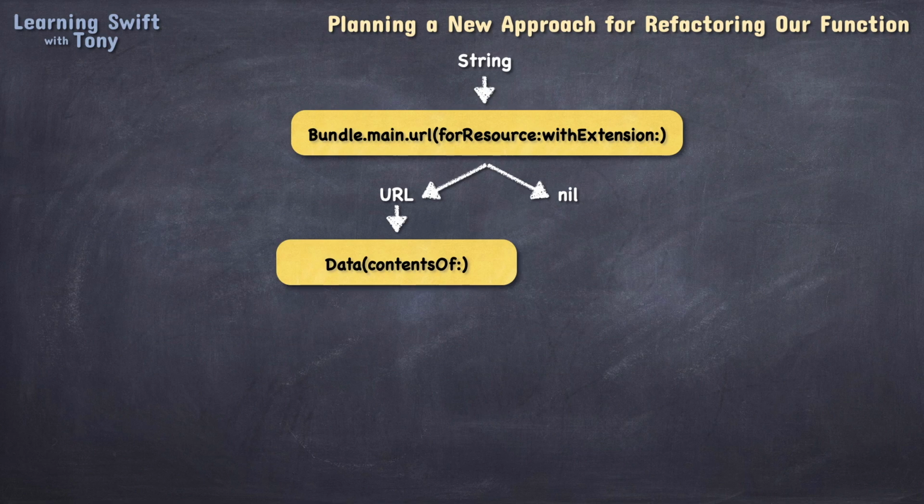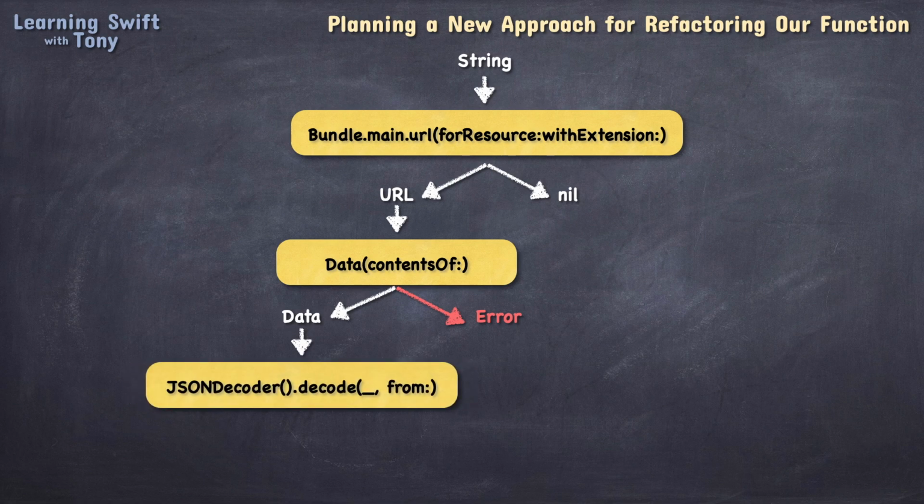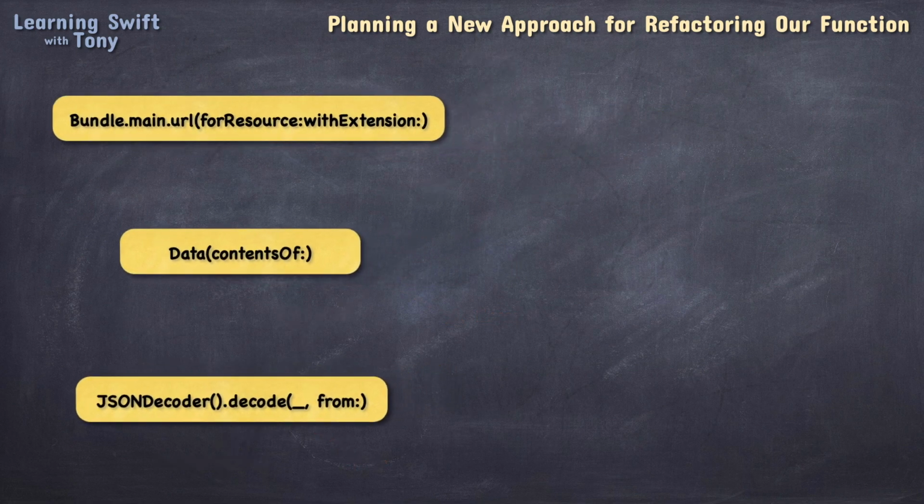This is a failable initializer, meaning it either returns a valid data object or it throws an error. We then continued by feeding a valid data object to a new instance of a JSON decoder object, on which we called decode from. This was the third and last step, returning either a valid API response structure or throwing another error. If we want to use the new result type, we will need to make a few small changes.